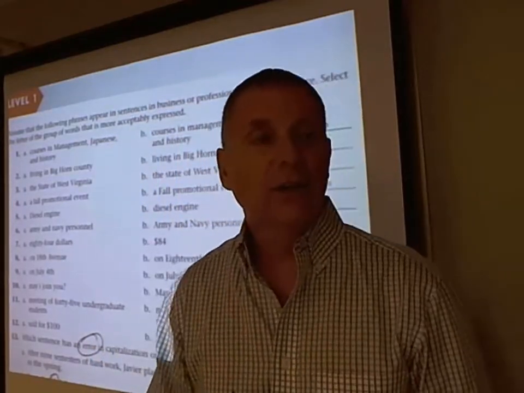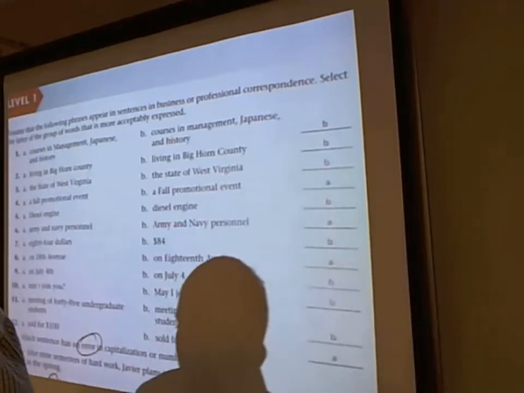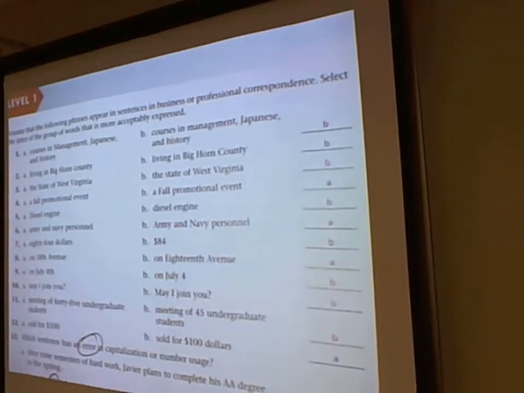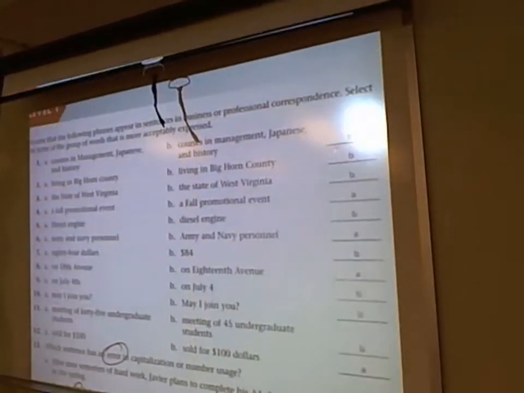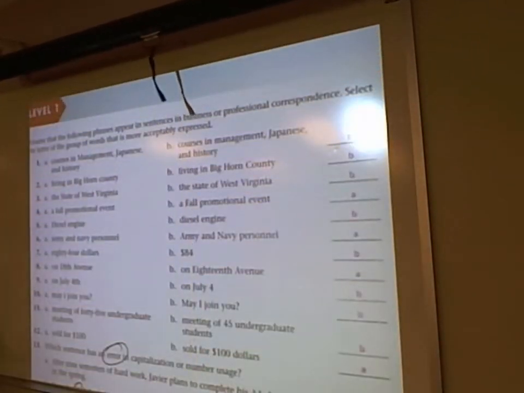Okay, let's take a look at the review at the end of the chapter. It's having us choose one of these options, keeping in mind that we're going to assume the following phrases appear in sentences in business or professional correspondence. We're going to select the letter of the group of words that is more acceptably expressed. So right here, number 1, we're going to look at column A and B and decide which one's right.